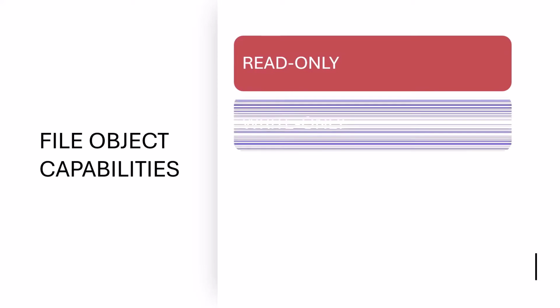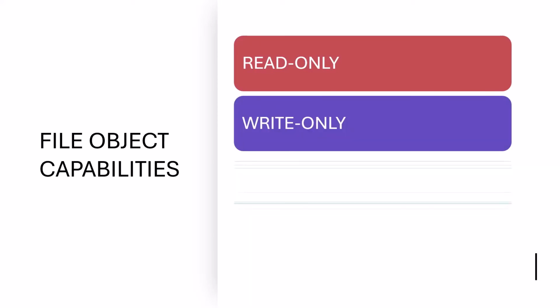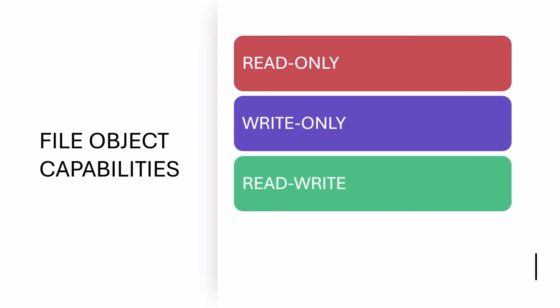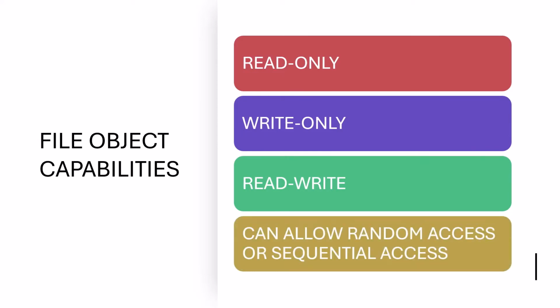So now let's see the capabilities of file objects. We could have file objects read only, we could have them write only, we could have them read and write to a file. We could also have them randomly access a file or sequentially access a file. What's the difference between random access and sequential access? Random access would allow us to directly access a particular position in the file, and sequential access, of course, as we have already figured out, is going from the beginning of the file to the middle and then the end.